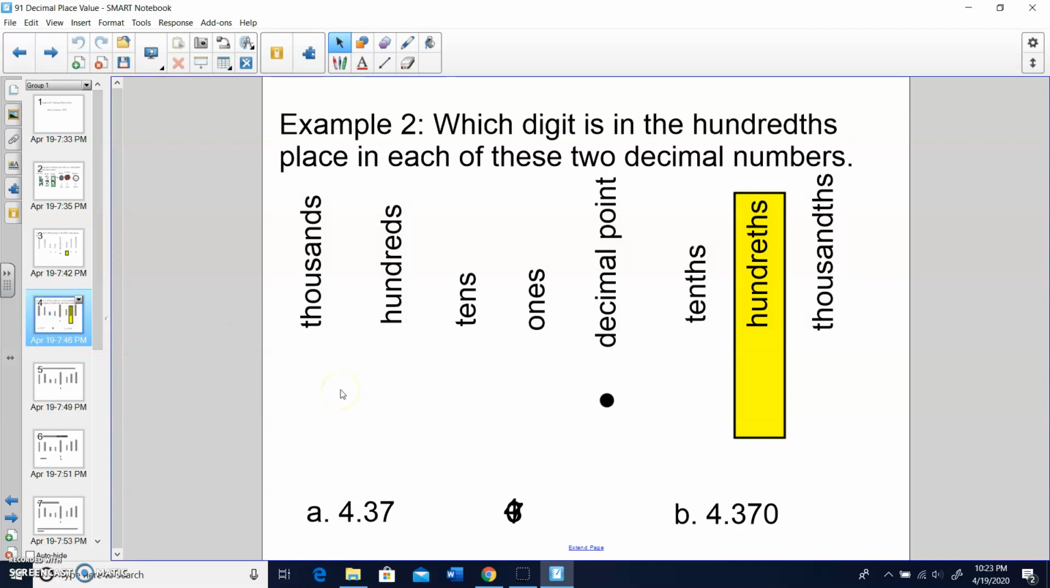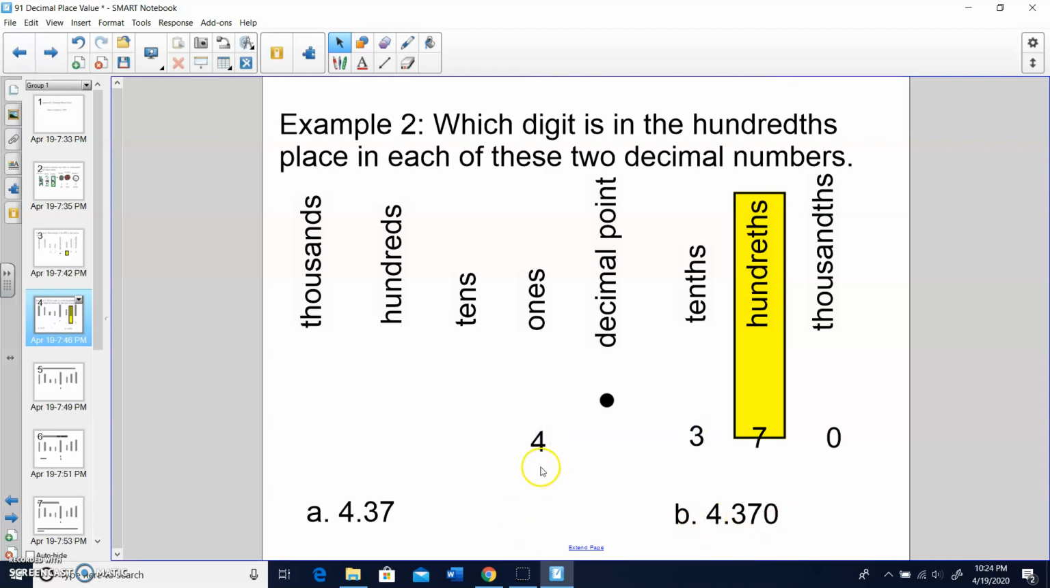Example 2, which digit is in the hundredths place in each of these two decimal numbers? So we're trying to get the hundredths place, which I have highlighted here. Here again is my decimal point. So I have 4 and 37 hundredths. And then I have 4 and 370 thousandths. So if I'm putting my digits into the places where they need to go, okay, I'm doing B first, I guess.